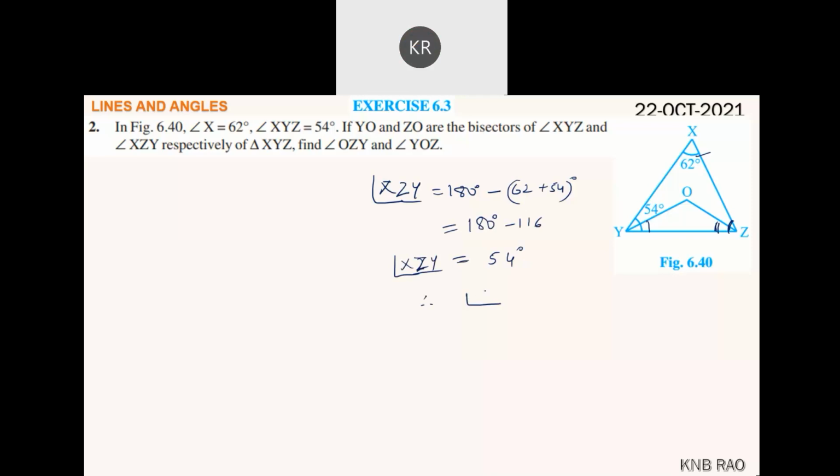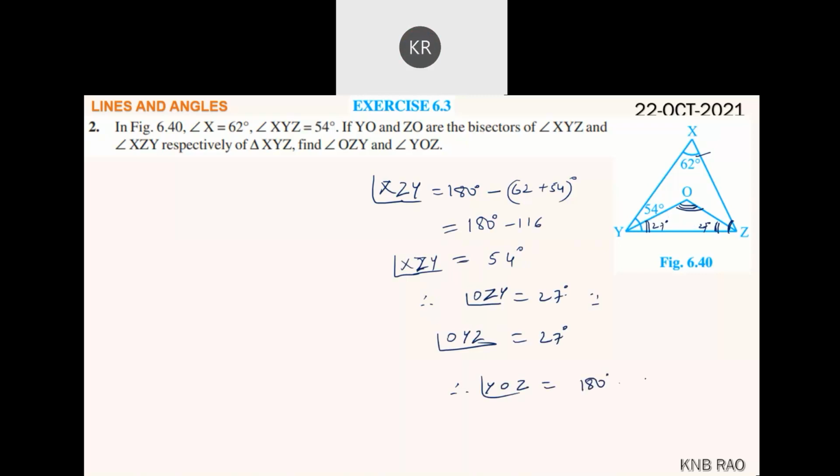Therefore angle OZY is equal to 27 degrees, because you know the reasons and all, you will be writing. YOZ is 116 degrees. How much is OYZ? OYZ is also 27 degrees. So this is also 27 degrees. What type of triangle is it? Isosceles triangle. Correct. Therefore, YOZ.